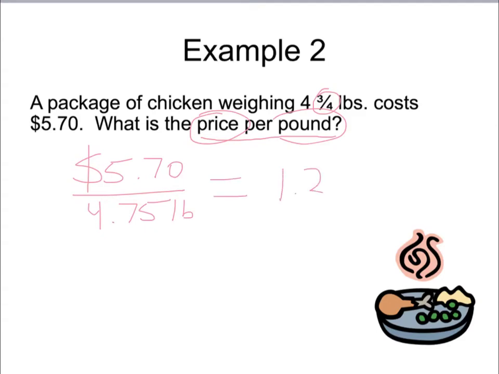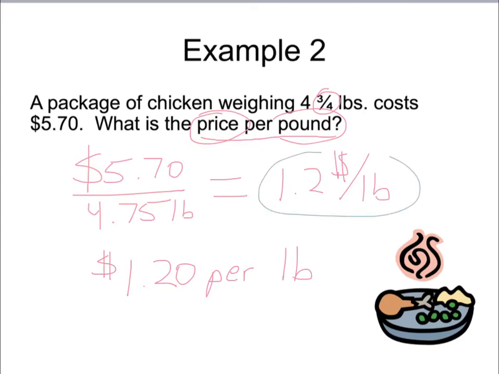1.2 dollars per pound. Now it's a little bit strange to write it like that. Hopefully you recognize what we're talking about, money here. So we would probably say this is $1.20 per pound. And that would probably be the more proper way to write it, though the way I originally wrote it isn't wrong. It's just kind of a little strange compared to what we would usually see.